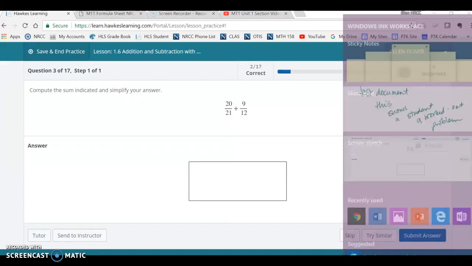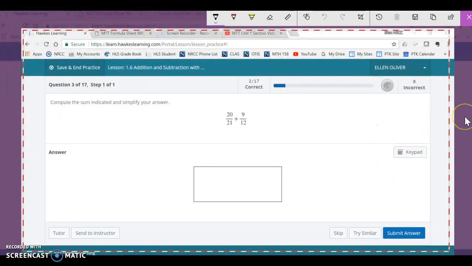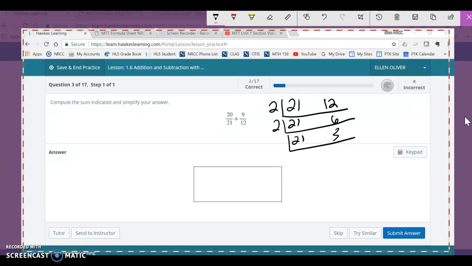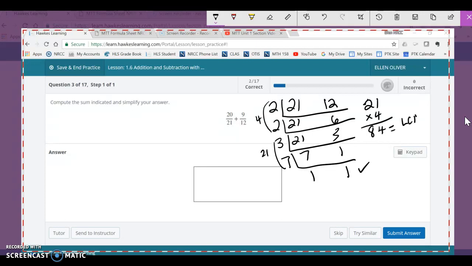So here we have two different denominators again. So I need the LCD of 21 and 12. So I'm going to do the ladder method. 2 does not go in there, but it goes in here 6. 2 does not go in, goes in 3 times. I can't do 2 anymore. So 3 goes in, 7 goes in once, drop the 1. Now I can't do 3 or 5, jump to 7, goes in once. Done. So it's going to be 4 times 21. So that's my least common denominator.